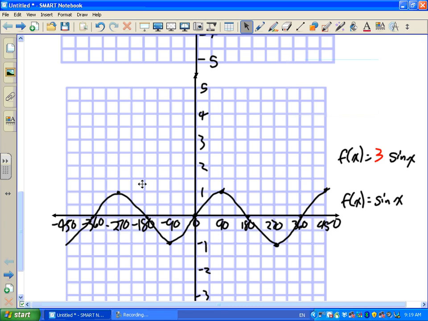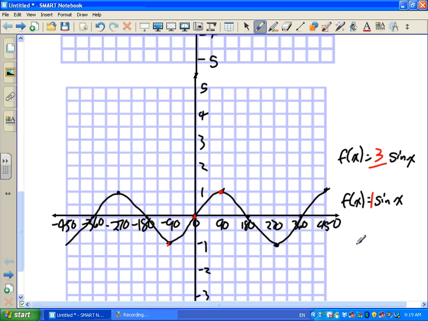Okay, finally we're going to deal with A. In our original one, A is, because there's no number there, what do we assume A is? Just a 1. In this case, A is 3. So, this is the tough part about A. You're going to be taking whatever y value you're at, and you're going to be multiplying it by A.